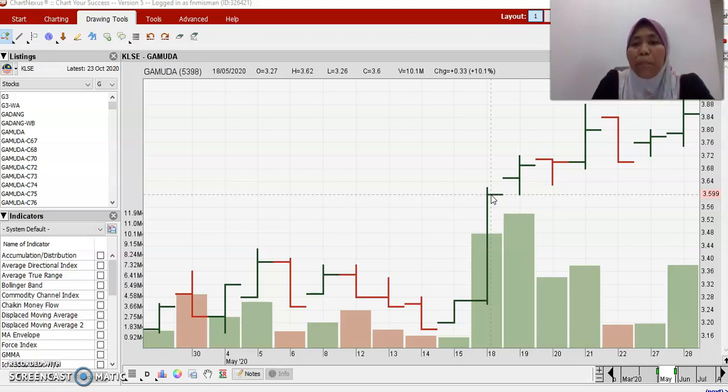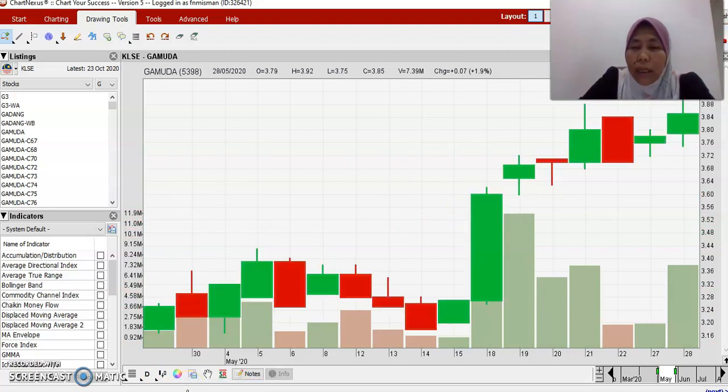So the third type of chart available in Chart Nexus is the candlestick chart. This candlestick chart is much more interesting as compared to the bar chart.